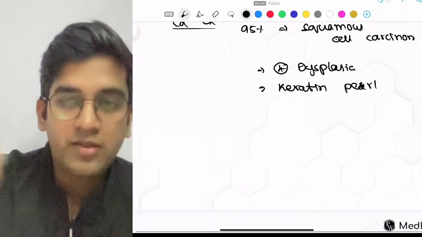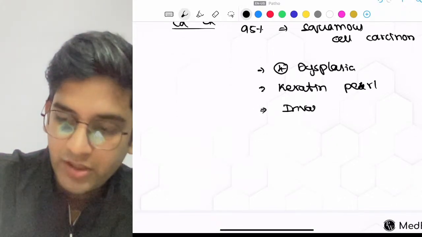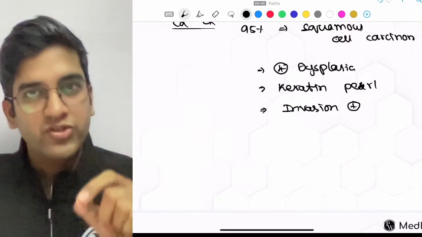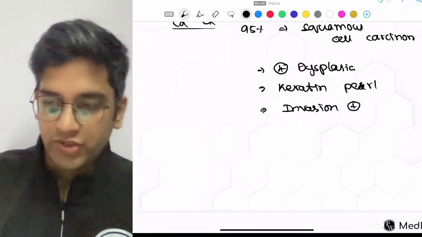Keratin pearl is your pattern for squamous cell carcinoma, and obviously you'll have invasion. So invasion present, I call it a cancer. That's why biopsy is always diagnostic. FNA is a cytological procedure where I cannot appreciate invasion for diagnosis, right?